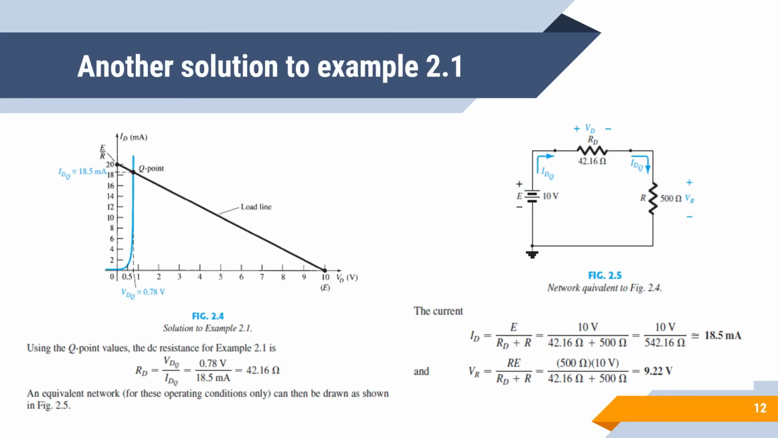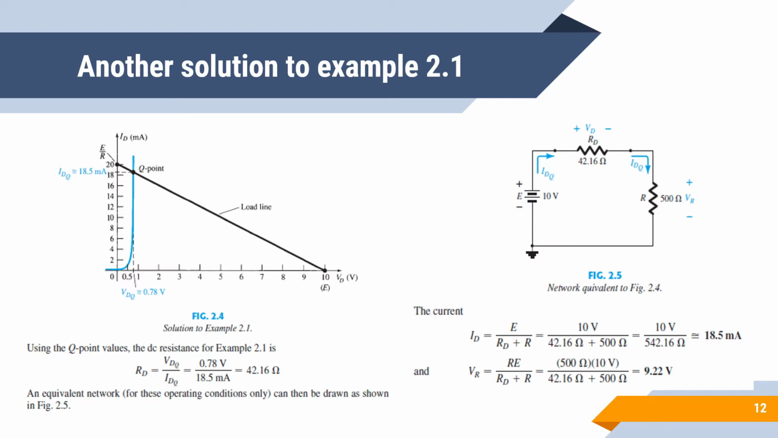Another solution sa example natin kanina ay una, kukunin muna natin yung RD. Para makuha natin yung RD, VDQ over IDQ is equal to RD. So, RD is equal now to 0.78 volts over 18.5 milliamperes. Pag kinalculate natin, magiging 42.16 ohms.